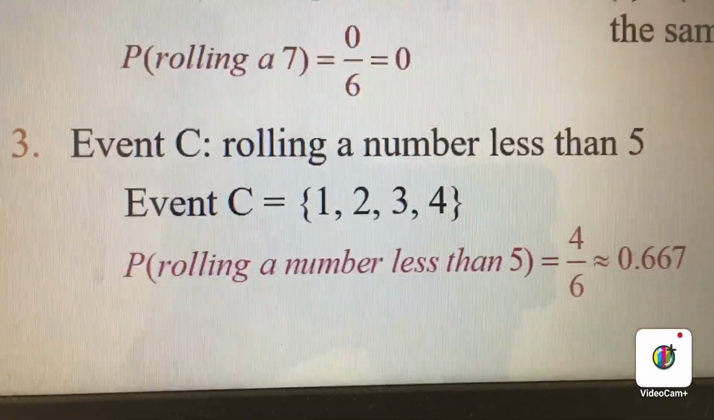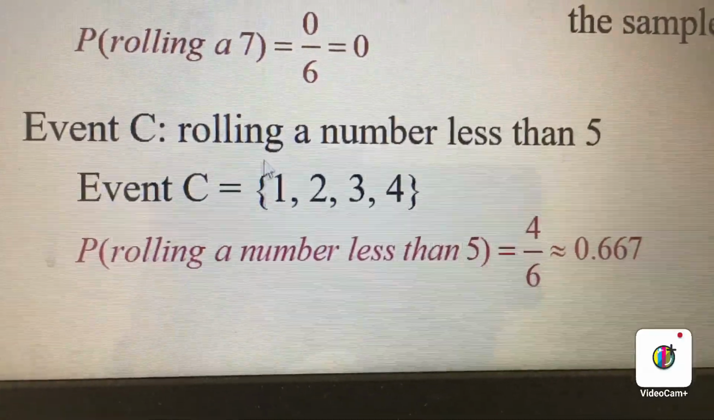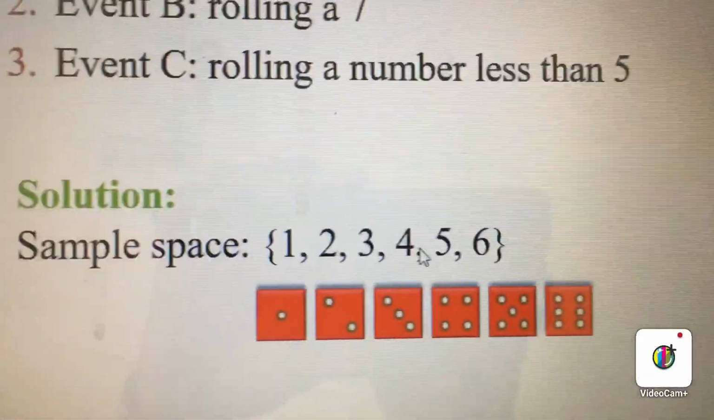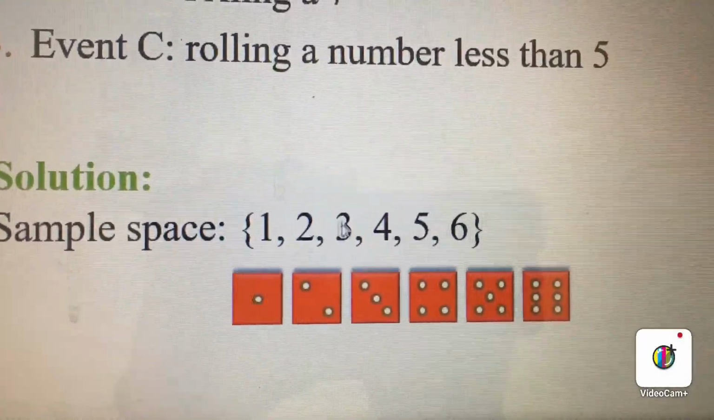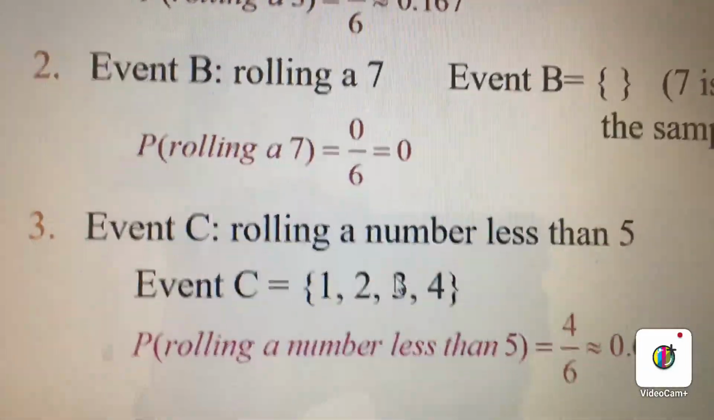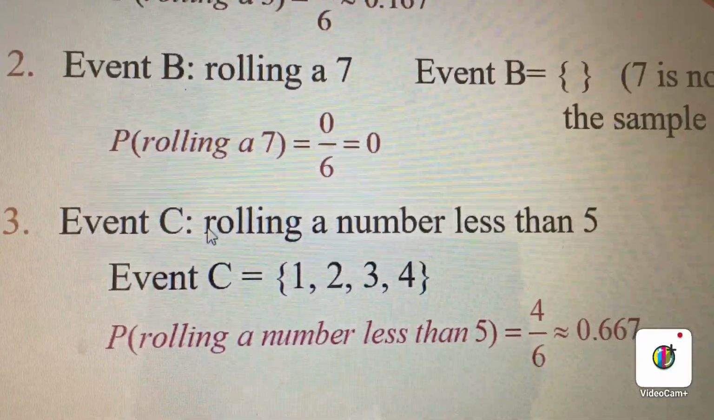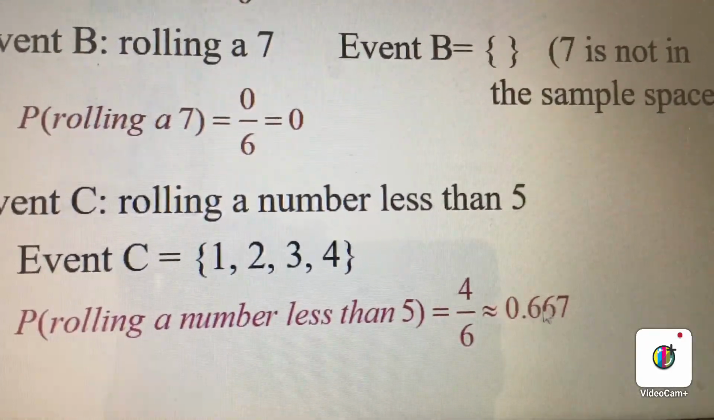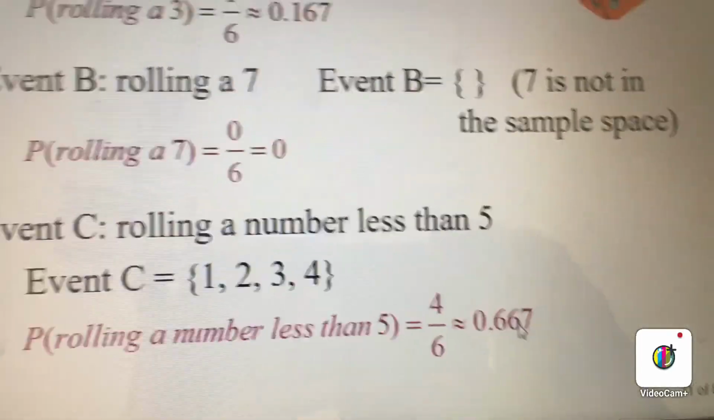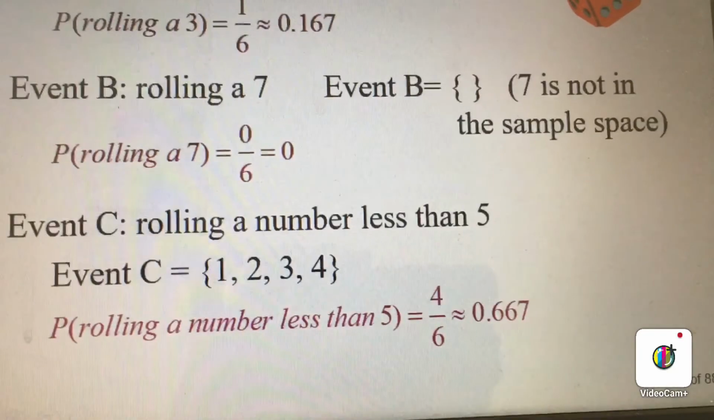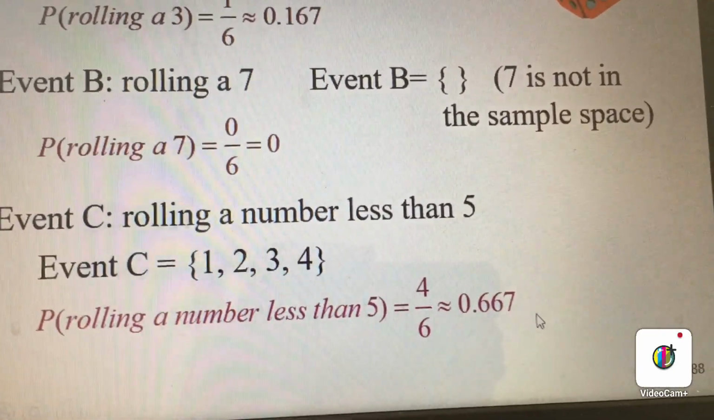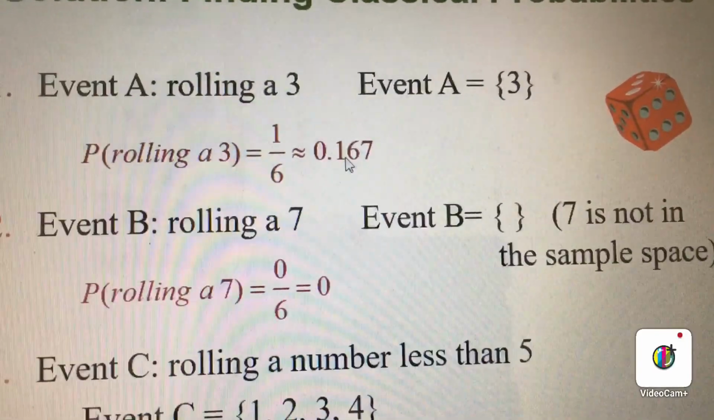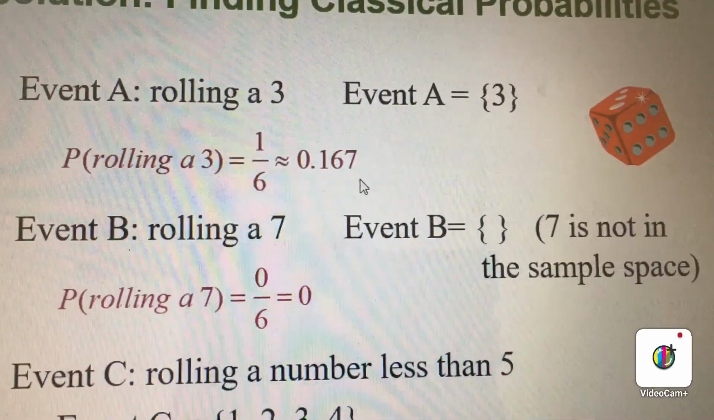Event C, as the third question says, is rolling a number less than 5. So look at the sample space again. How many numbers are less than 5 here? They are 1, 2, 3, 4. 4 of them. So the probability of getting a number that is less than 5 is 4 out of 6 chances. That gives us 0.667, which can also be called 66.7%. Why? Because we can write a probability answer as a fraction, a decimal, or a percent. The same thing applies to the first one, where we have our answer as 1 out of 6, which is 0.167 or 16.7%. Okay?